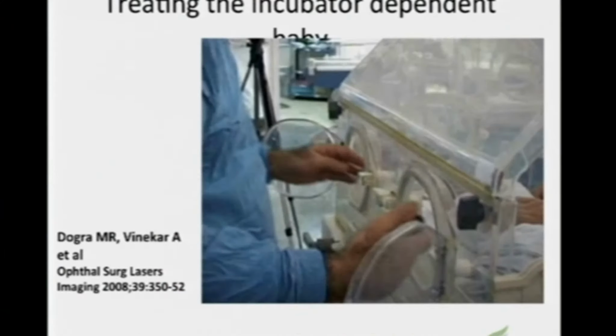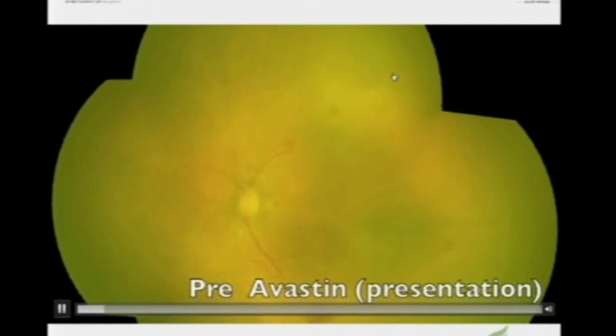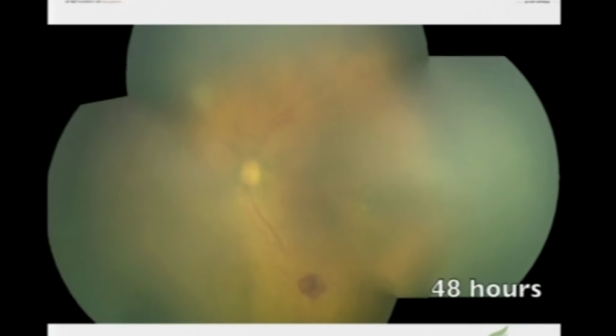Also, the baby does not have to be removed from the incubator wall, and this is something we must educate our pediatricians about: we can treat the baby through the wall itself, and this would mean that the sick baby can also be treated. I'm just going to show you a time-lapse video of what happens when we give an anti-VEGF. It's becoming more and more popular.